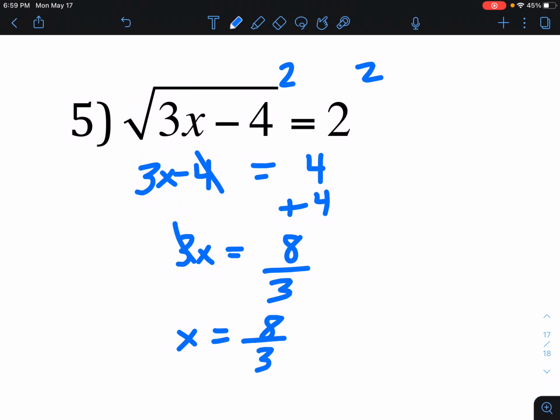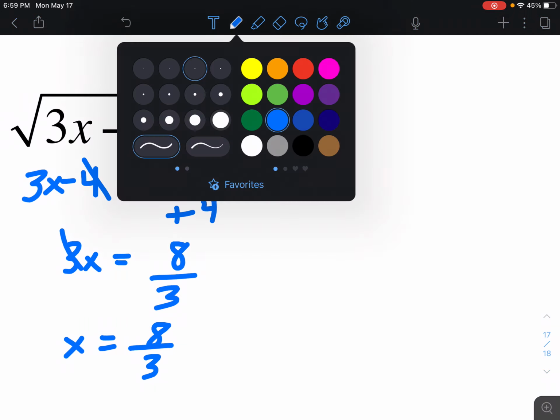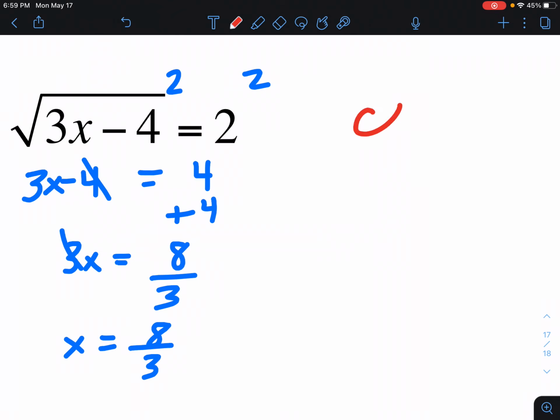You could keep it 8/3 or convert it over to 2 2/3. That would be okay as well. The reason I'm keeping it 8/3 is it is actually going to make my check easier when I multiply 8/3 times 3 for that 3x. All right, so let's do our check.